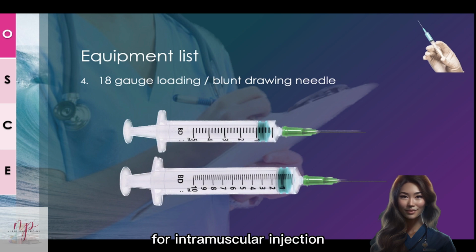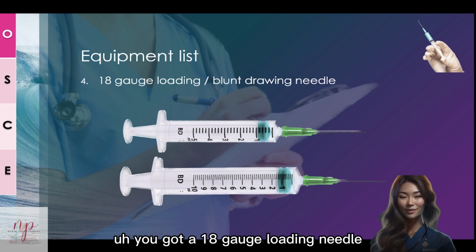For intramuscular injection in the UK, you need to switch needles. For example, like this, you have an 18 gauge loading needle.